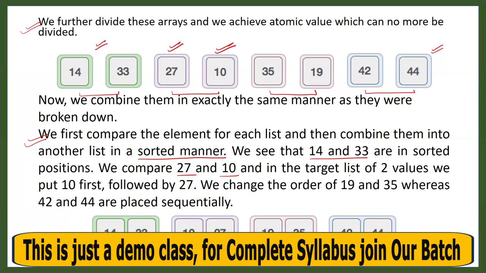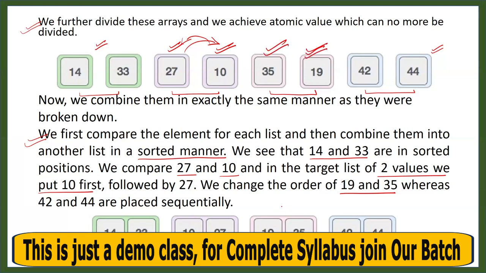And in the target list of two values, we put 10 first. Now we are going to swap them, right? Something like this, 14 and 33. Then 10 and 27, they are interchanged. We change the order of 19 and 35. Now in the second list, we have 35 first and 19 later.